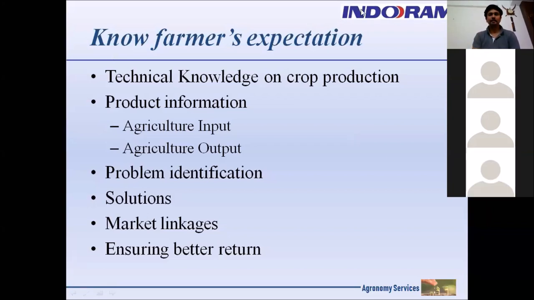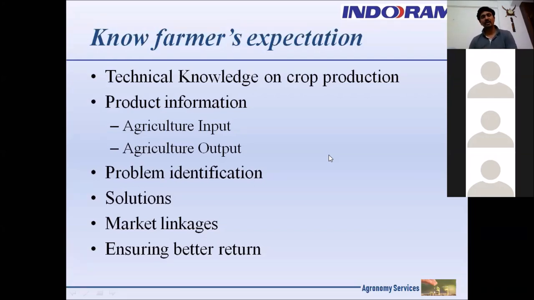So next is, he is also looking for product information. His expectation from you is that you should be able to share with him all the product information or product knowledge. And these products are sometimes agri inputs. It is not restricted. You should not only talk about your urea. He expects knowledge about the seed, the pesticide, the market, the fertilizers, not only urea, other products also, whatever he wants to use, you should be able to share that product information with him. If you are capable enough, then definitely he is going to rely on you and follow your instructions.